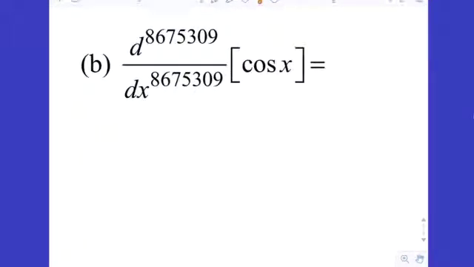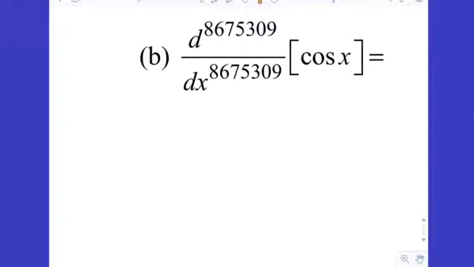All right. On your mark and set, you go. You do this one. The 8675309th derivative of cosine. I'll do it with you quietly up here while I'm singing Tommy Two-Tone in my head.